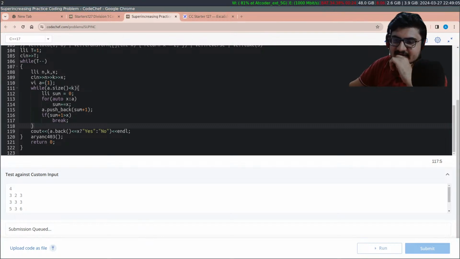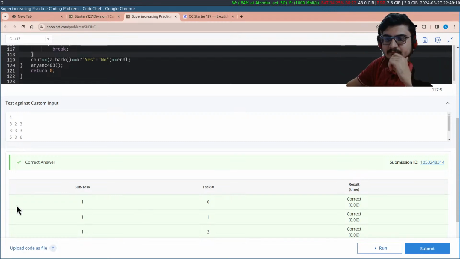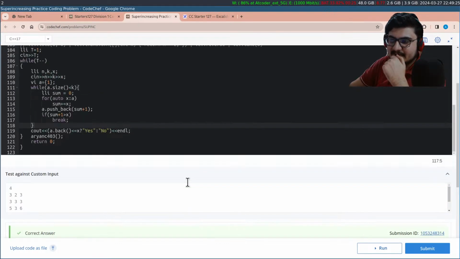Yes, if k is greater than 31, we can directly print no. Yes, I'm sure x greater than or equal to 2 to the power of k minus 1 would also work. And yes, Rishabh, you are also right. We can directly check that log 2 of x should be greater than or equal to k. And pretty much that was the idea.